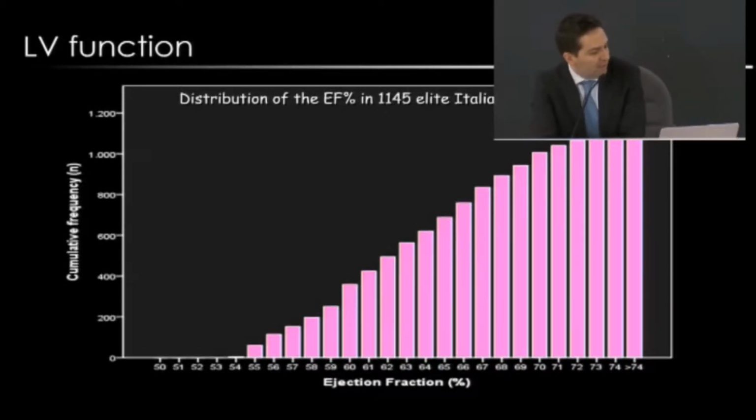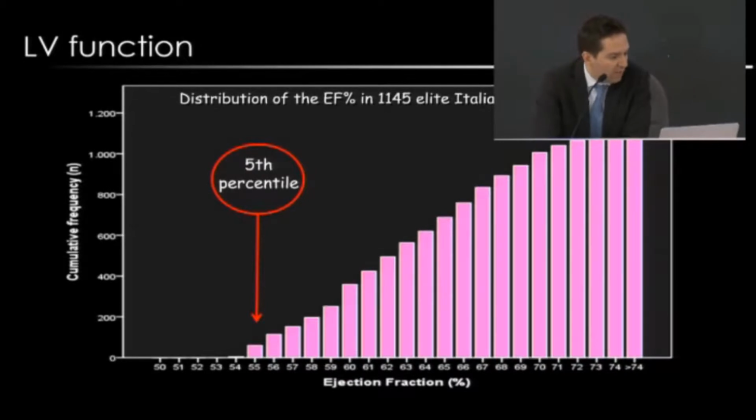And if you look at this bar chart, you can see that the 5th percentile of ejection fraction in our study population was 55%. Only a few athletes had values below this cutoff, but they had values around 53 or 54, and no one had values below 50%. So when you find an ejection fraction of 47 or 48, this should be regarded as a pathologic ejection fraction, a pathologic left ventricular function.